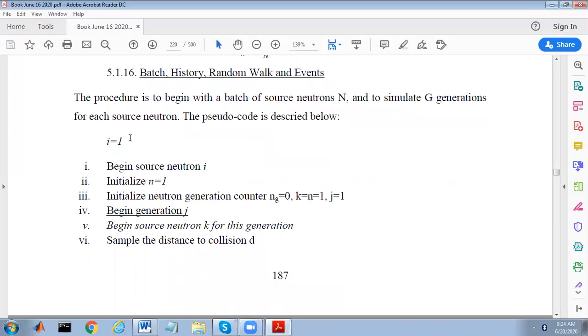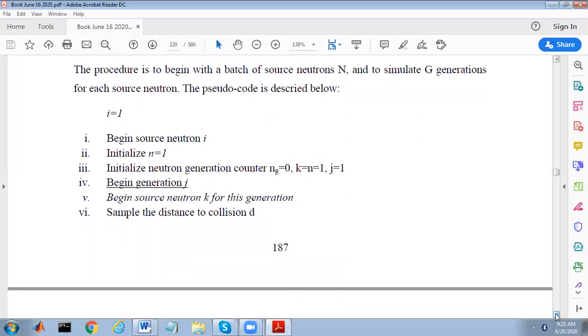So let's begin with a batch of source neutrons n, and let's simulate g generations for each source neutron. And this is an example of neutrons. So of course, no multiplication for photons or electrons, different story. But let's look at neutrons first.